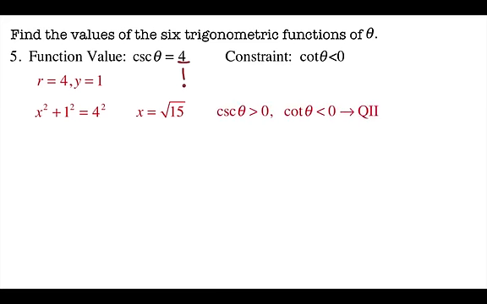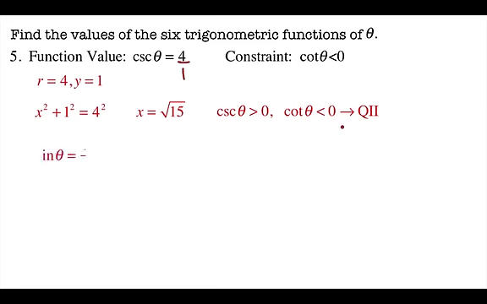So then I have, since cosecant of theta is equal to 4, that means that cosecant of theta is greater than 0, and cotangent of theta is less than 0. This implies that we're in quadrant 2. And this is what we did on the previous slide. You should be able to follow. Talk to me if you need assistance with this in class.